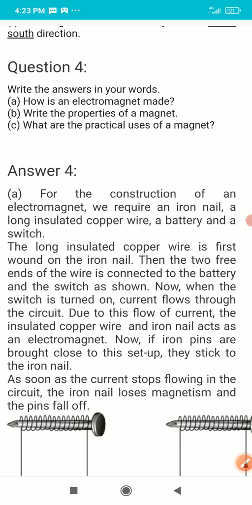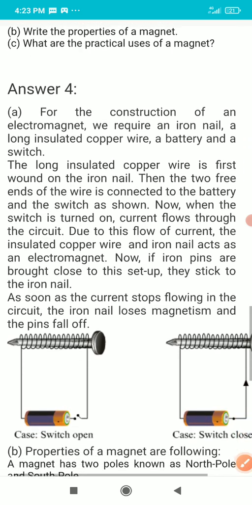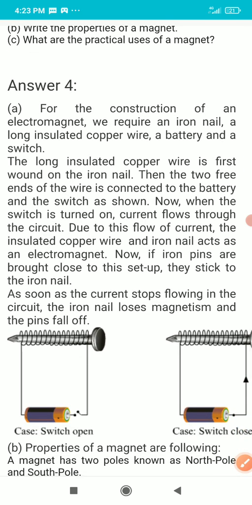Now when the switch is turned on, current flows through the circuit. Due to the flow of current, the insulated copper wire and iron nail act as an electromagnet. Now if iron pins are brought close to this setup, they stick to the iron nail. As soon as the current stops flowing in the circuit, the iron nail loses magnetism and the pins fall off. Here is the diagram of that answer.